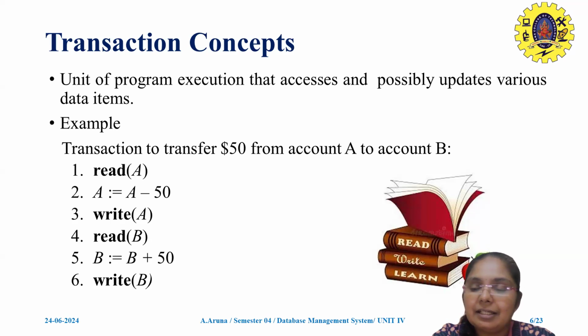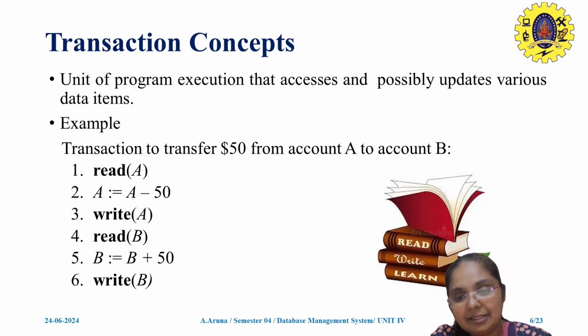A transaction is a unit of program or unit of action. It executes, accesses, and possibly updates some data items. A data item is nothing but your storage. Some item can be updated in your backend, that is a table or some other place. In this case, we are using two different types of operation. One is a read operation, another one is a write operation.